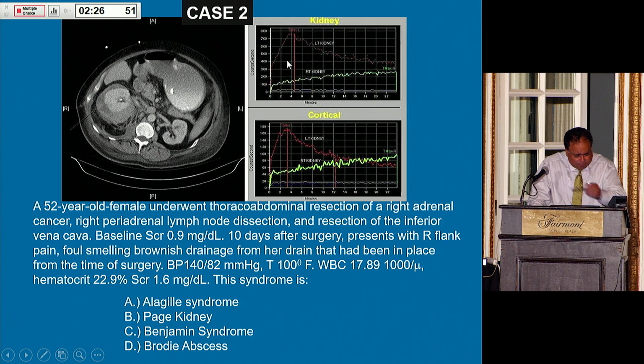You see here perfusion scans. This is the left kidney, this is the right kidney. So this is the left kidney, the right kidney. This is kidney perfusion as a whole. This is cortical perfusion. And this is a CT, and just to orient you, this is on the left, and this is the right. And the question is, what syndrome does this patient have? Alagille syndrome, Page kidney, Benjamin syndrome, or Brodie abscess?